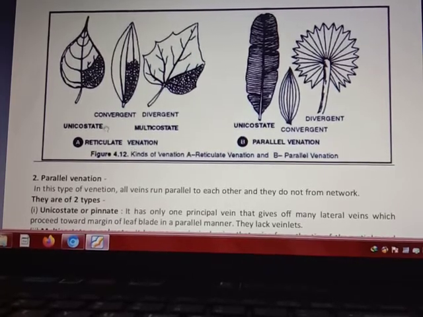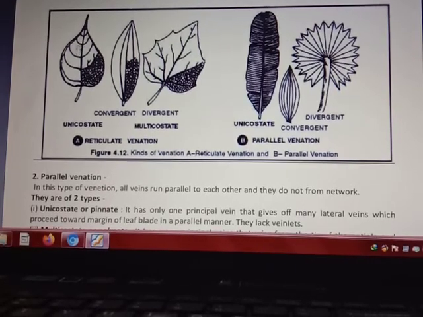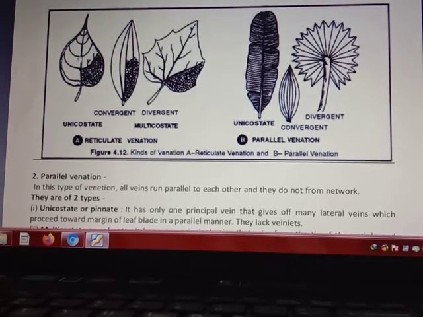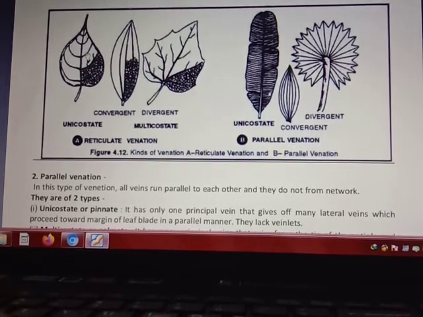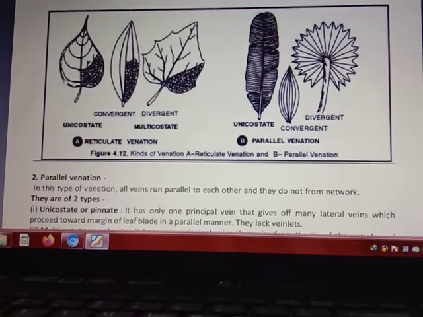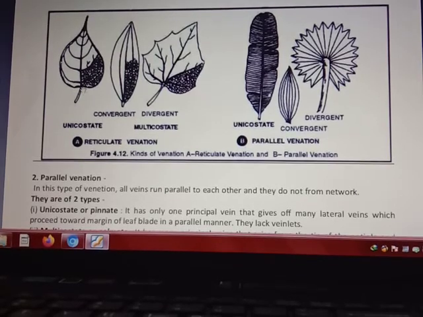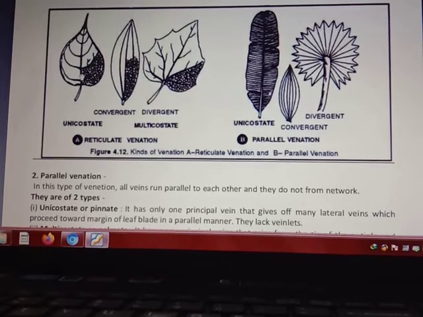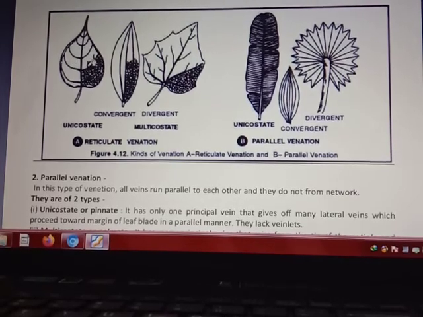Now what is unicostate? In unicostate venation, only one main vein, known as the midvein, arises, and from the midvein further lateral branches arise. In the same way, this and this, all of these lateral branches arise from the one midrib or midvein. Uni means one; only one midvein is present, and all the other lateral veins arise from that.